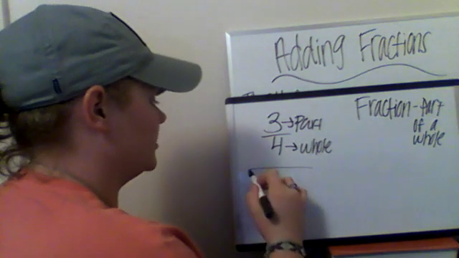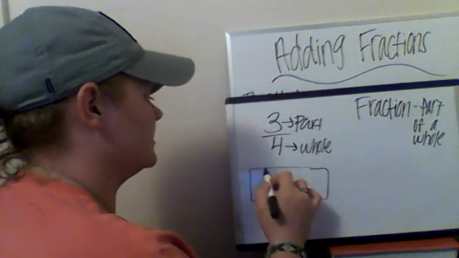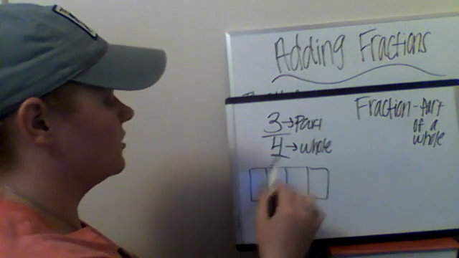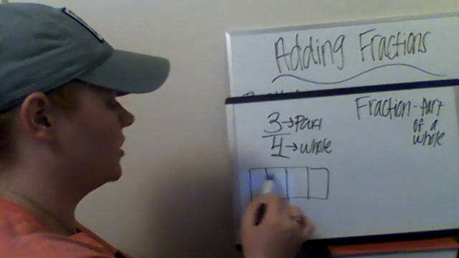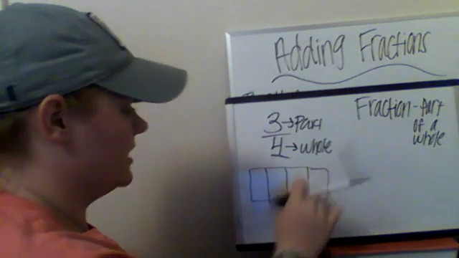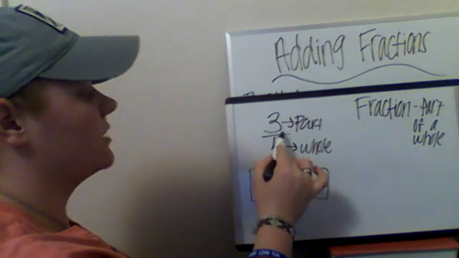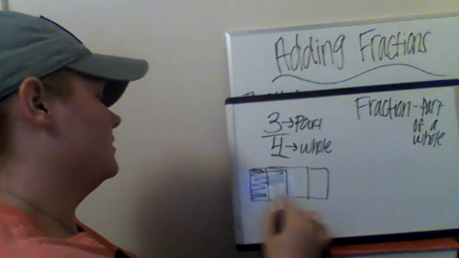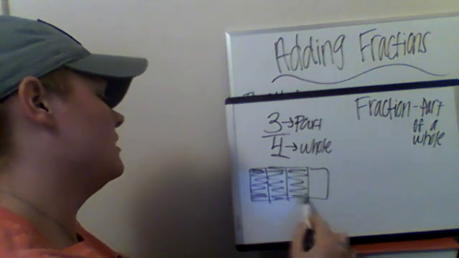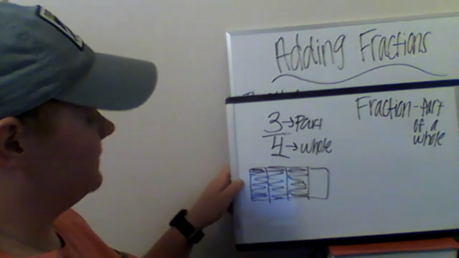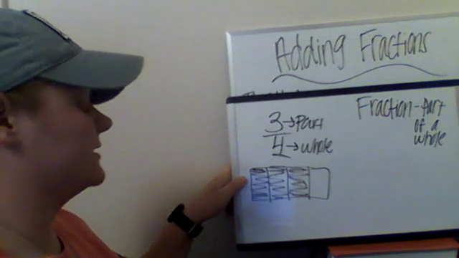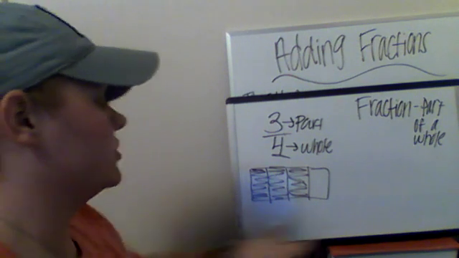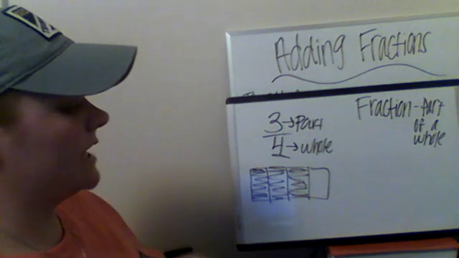If I was to use a diagram to show you what this looks like, I'm taking my whole, which is 4, and splitting it into 4 sections: 1, 2, 3, 4. Now I'm going to shade in 3 parts because I'm only using 3. So this diagram represents the fraction. I used 3 parts of my whole, which is 4. That's what a fraction is.